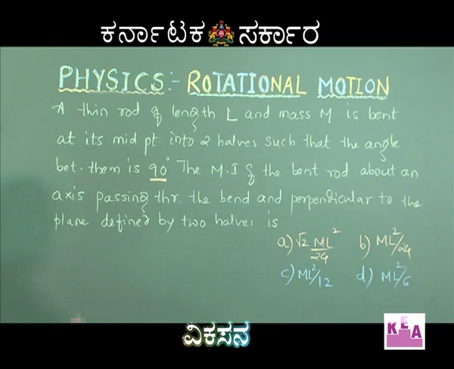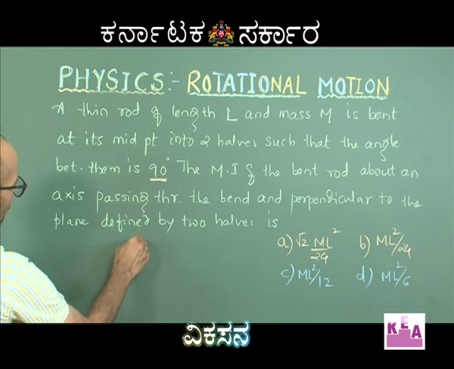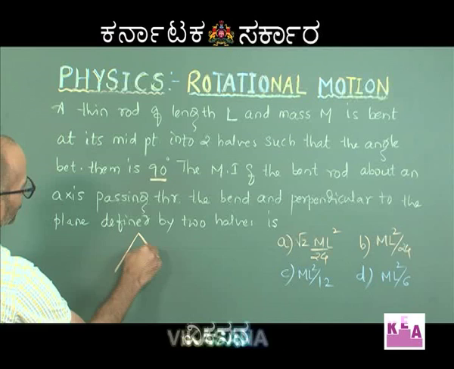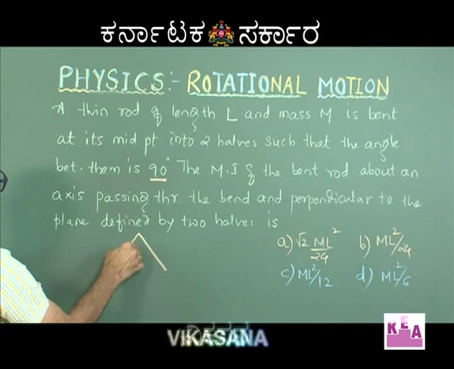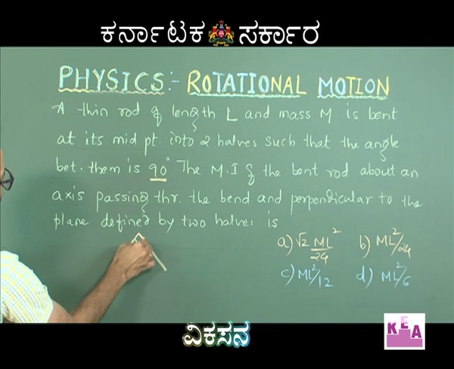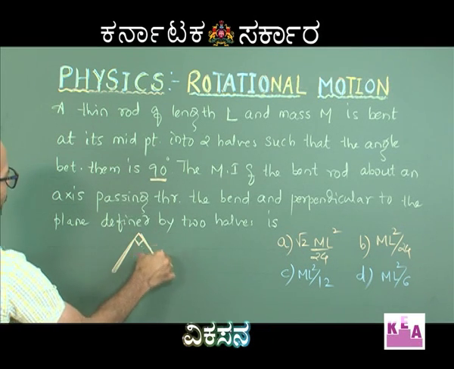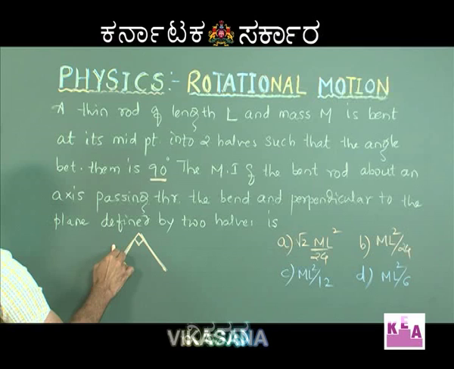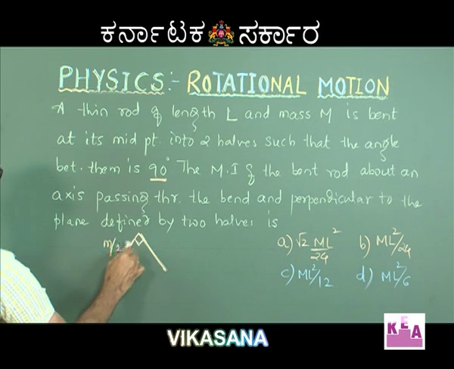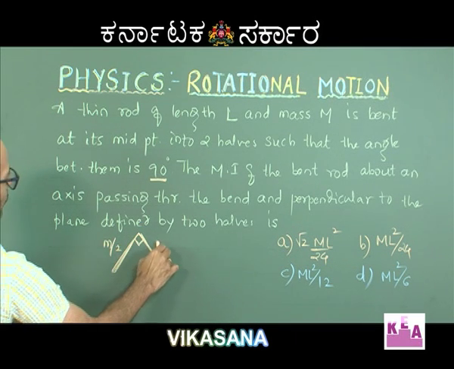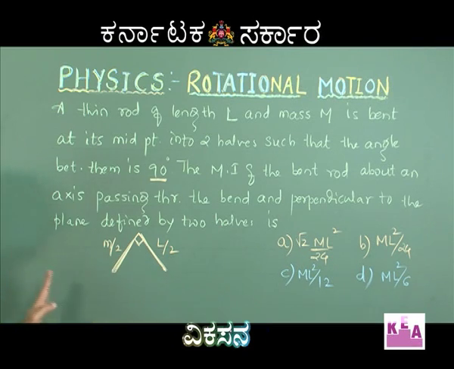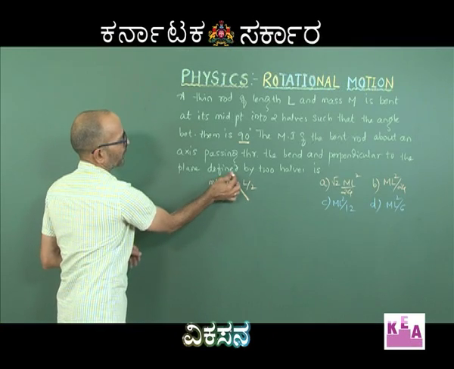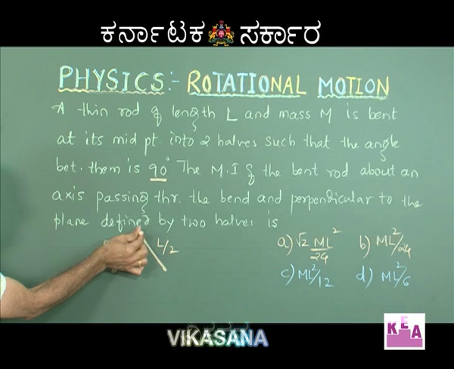So, let me draw the two portions first. Say this is one part and this is the other part. This was originally a single rod of length L and mass m, but you have bent it so that the angle between them becomes 90 degree, and these are the two halves. So, the mass of this should be m by 2 and the length should be L by 2, and the mass of this should also be m by 2 and the length is L by 2. Now, this is the axis about which he wants you to find out the moment of inertia.